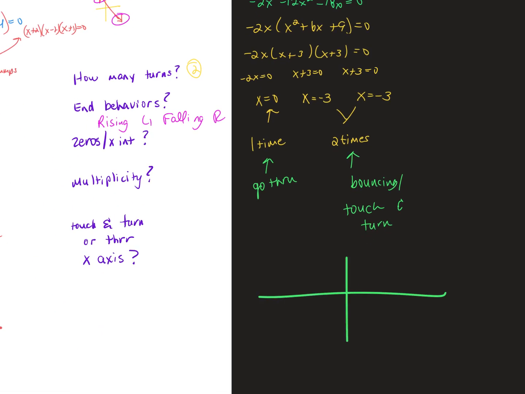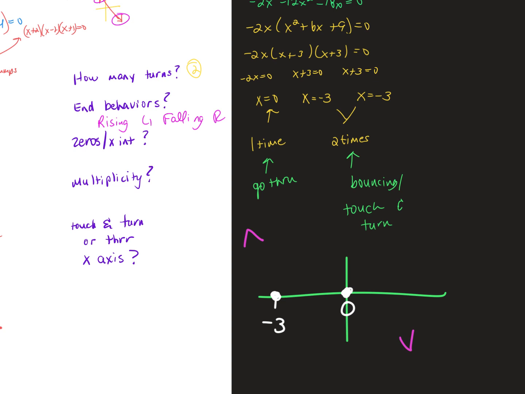where are my intercepts? At 0 and -3. If you want to put a million tick marks out, you don't have to. Just as long as the negative numbers are on the left of 0, the positive numbers are on the right, I'm fine with that. All right, so what did we say that the end behaviors were? Rising on the left-hand side and then doing what? Falling on the right, okay.